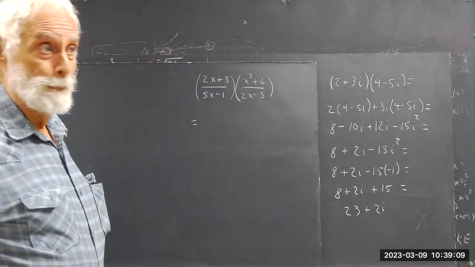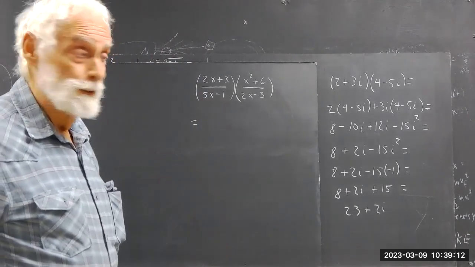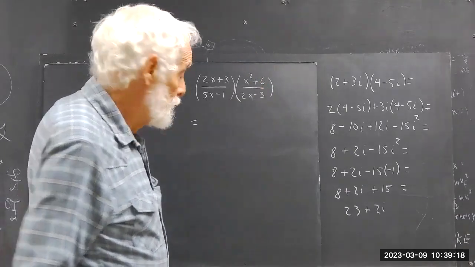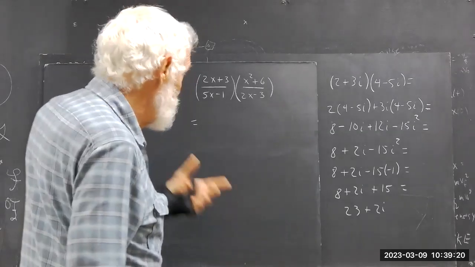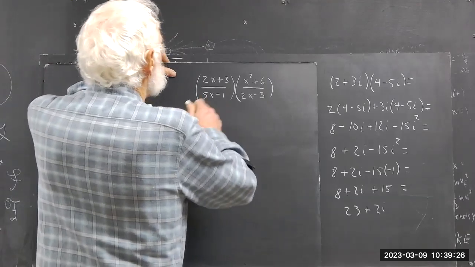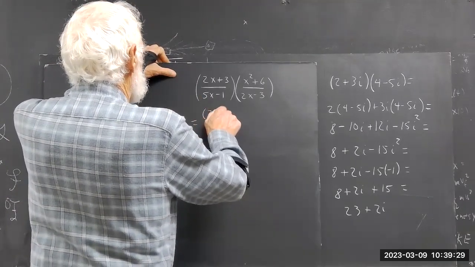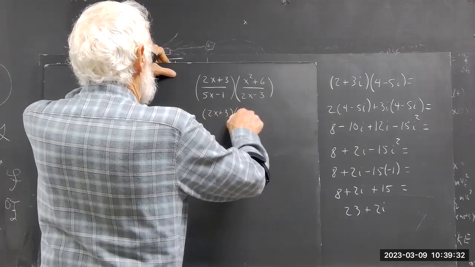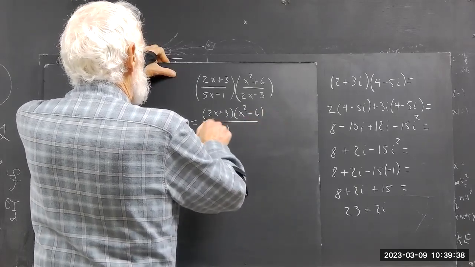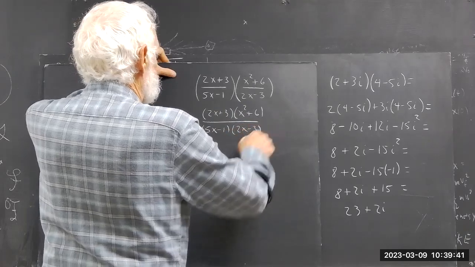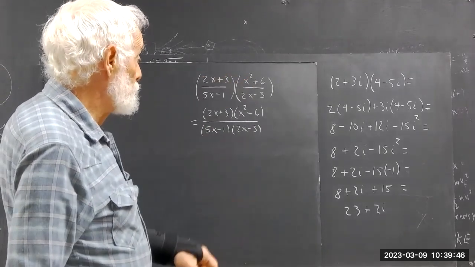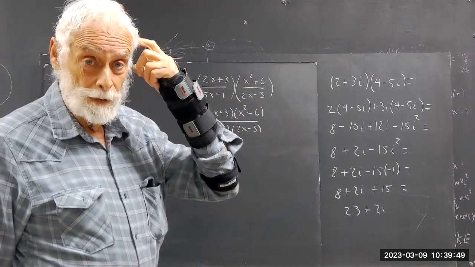Multiply this. What's the rule for multiplying fractions? Multiply the numerator times the numerator and the denominator times the denominator. I didn't write out that step a minute ago, and as I said, I probably should have. I'm going to write it out this time. That's 2x plus 3 multiplied by x squared plus 6, divided by 5x minus 1 multiplied by 2x minus 3. That's what it means to multiply fractions: numerator times numerator divided by denominator times denominator.